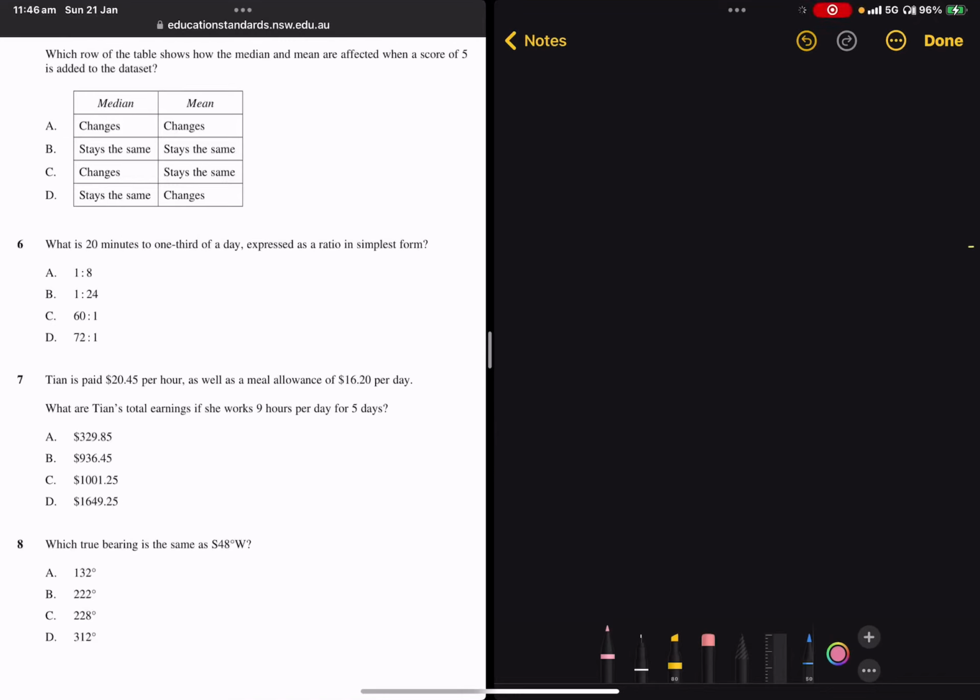So we'll have a look at some more questions. This comes from the 2022 HSC Standard 2 Maths paper. So let's have a look at question 6.